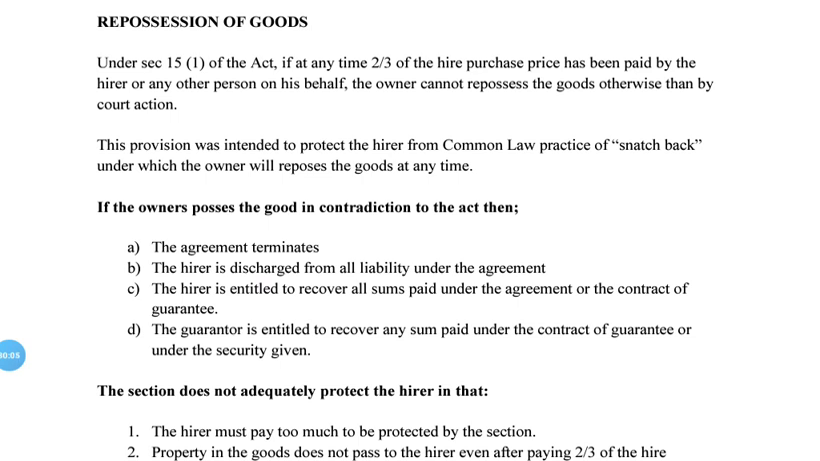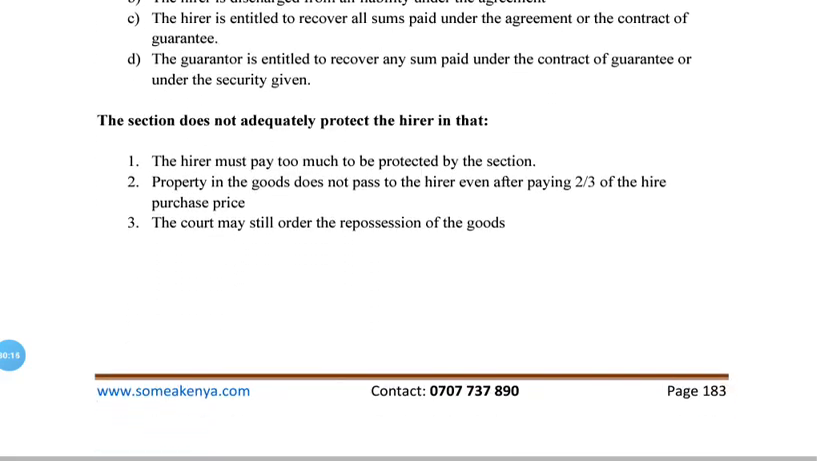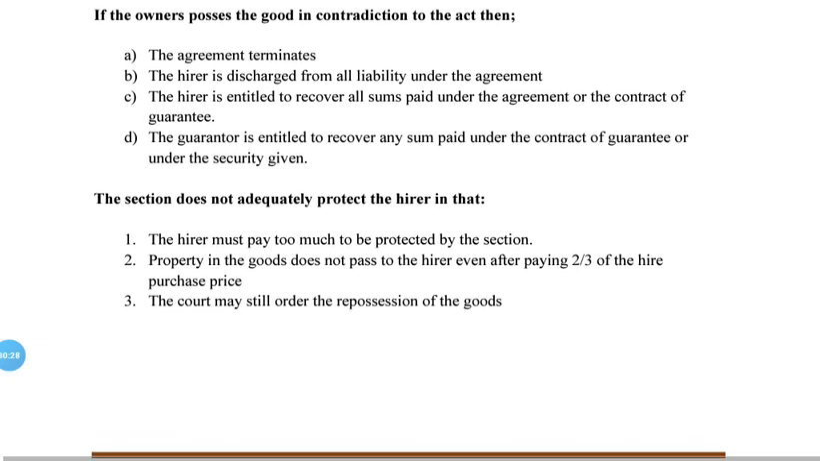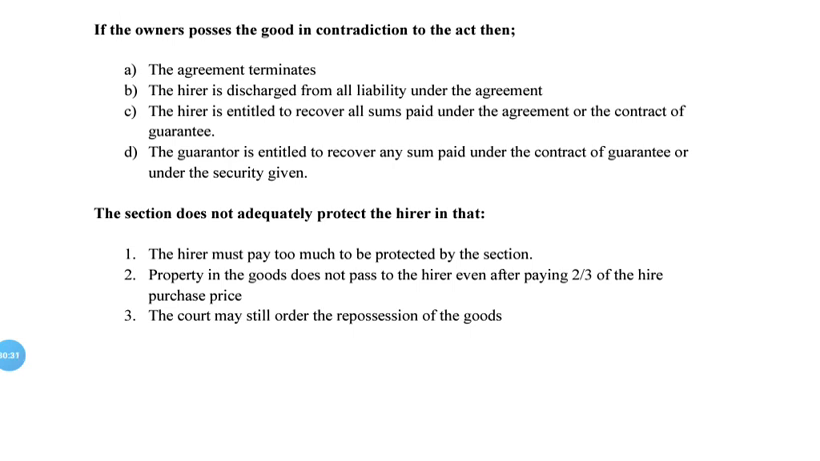The section does not adequately protect the hirer in that the hirer must pay too much to be protected by the section. Number 2, property in goods does not pass to the hirer even after paying 2/3 of the hire purchase price. The court may still order the repossession of the goods.